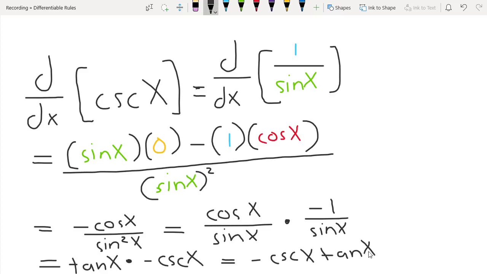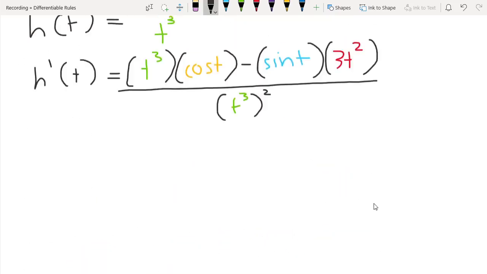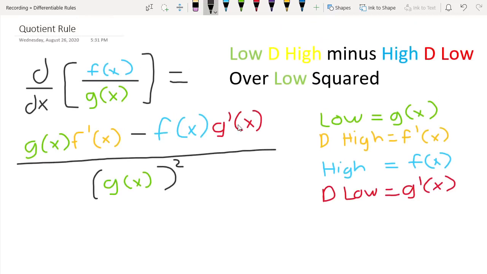Okay, well, that's all for this video. In total, we learned the quotient rule, low d high minus high d low, and we learned the derivative of tan of x, cotangent of x, secant of x, and cosecant of x. I hope this will help you with your next assignment, whether that be the AP test or your next test in class.